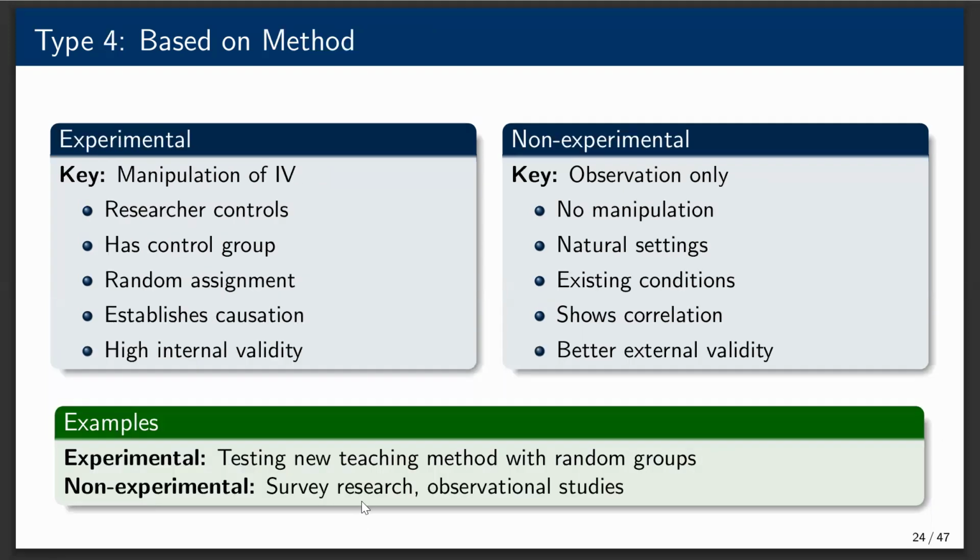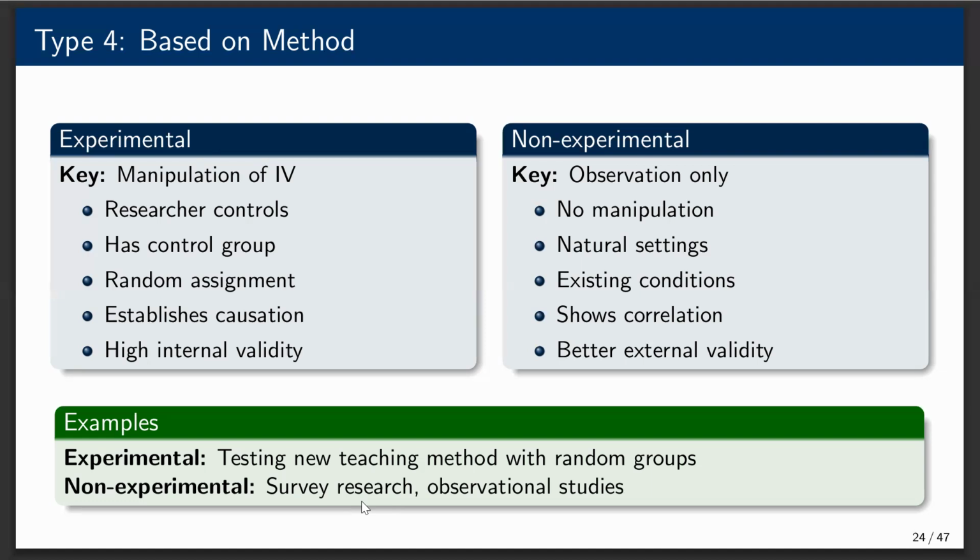Next one is based on method. That is experimental versus non-experimental. Manipulation is the most important over here, right? So basically the researcher controls. It has a control group. It should have random assignment. It establishes causation. There's a high internal validity.